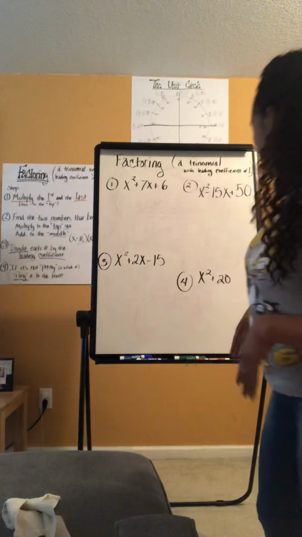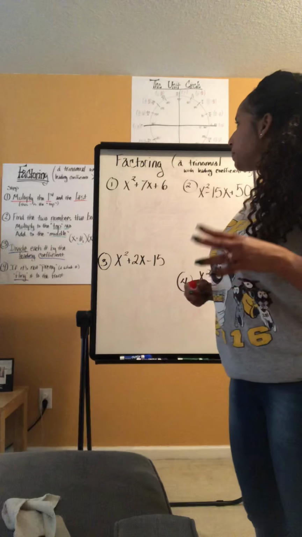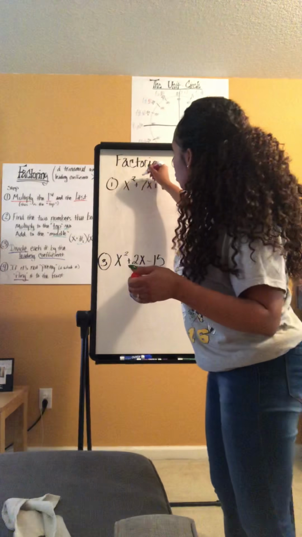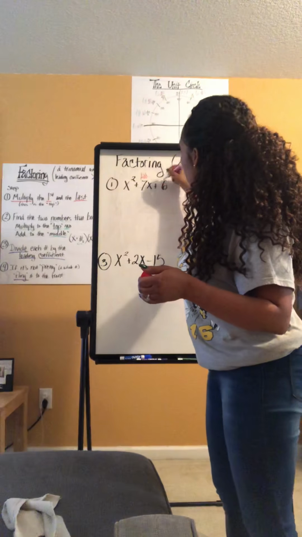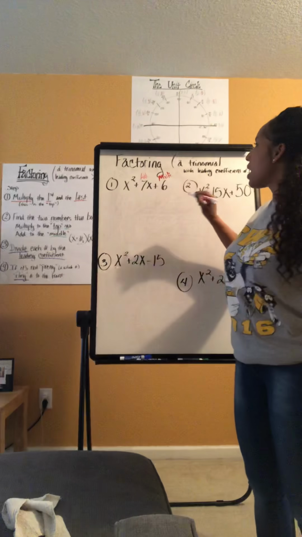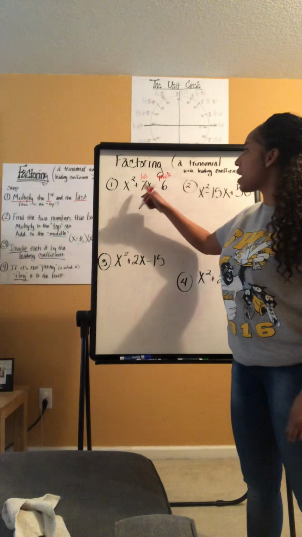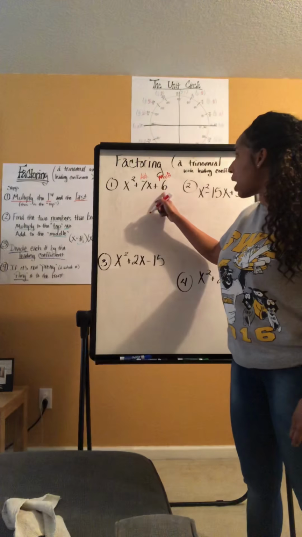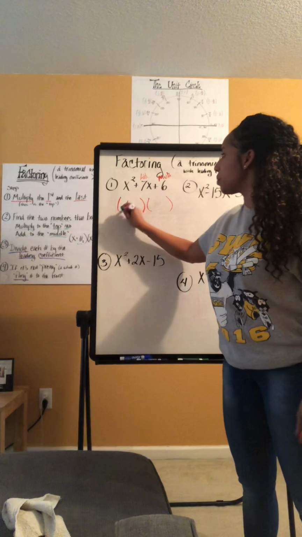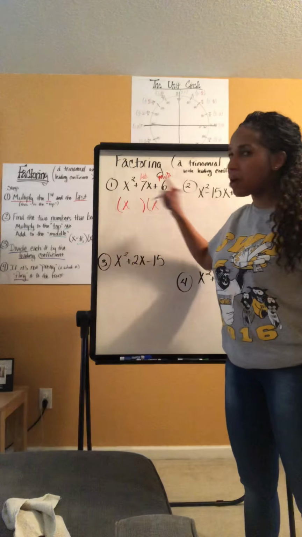All right, this is the easy kind. This is the one that's like AM, like in the morning, AM. You want to add to the middle and multiply to the last. Okay, so I need to find the two numbers that add to 7 but multiply to 6. And I will put those two numbers in parentheses with an x because x is my variable.